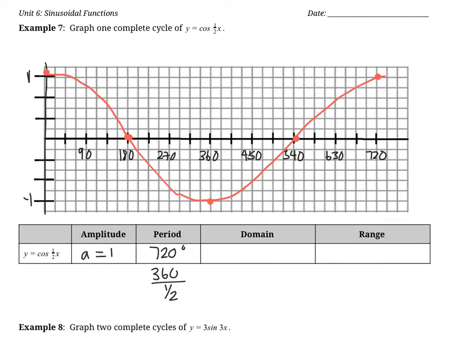We can go ahead and add our domain now. So our domain, we know that x is an element of R, but we know that for the cycle that we drew, 0 is less than or equal to x is less than or equal to 720 degrees. And for the range, our maximum and minimum value have not changed. So we have our range, y has to stay in between 1 and -1.